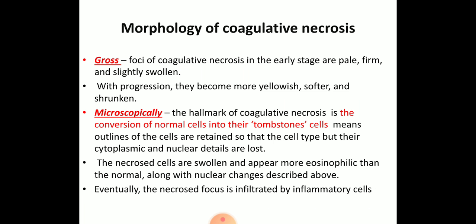The characteristic gross features are: in the early stage, the organ becomes pale, firm, and slightly swollen. With progression of the injury, they become more yellowish, softer, and shrunken. Microscopically, the hallmark of coagulative necrosis is the conversion of normal cells into tombstone cells, meaning the outlines of the cells are retained so that the cell type can be identified, but their cytoplasmic and nuclear details are lost.